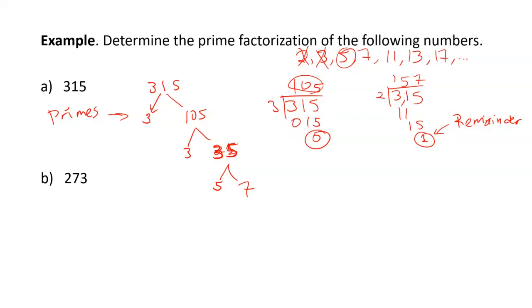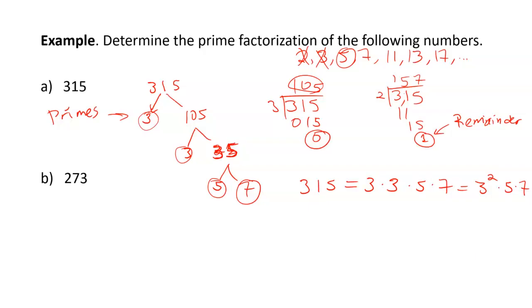So our goal is to have primes at the end of all of the branches. I'm just going to call them branches of this tree. And the answer is going to be 315 equals, and since the 3 appears twice, I'm going to write it twice. 3 times 3 times 5 times 7. We could simplify this as 3 squared times 5 times 7. So when I have repeated primes, I write them in exponent form. Same thing, so that was the answer for A.